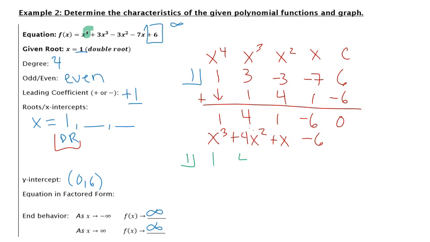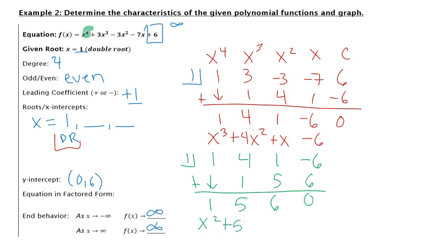I got 1, I got 4, I got 1, I got negative 6. And if I bring it down, I'm going to have a 1. So 1 times 1 is 1. Then I got a 5. 5 times 1 is 5. And then I get a constant of 0. So it's actually x squared plus 5x plus 6. And then now I'm going to go ahead and see if I can factor this. So I had 2 roots that were the same. I divided it twice. And now I'm going to go ahead and factor this out.